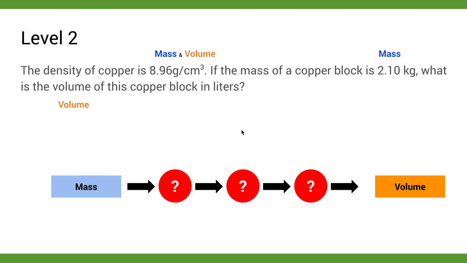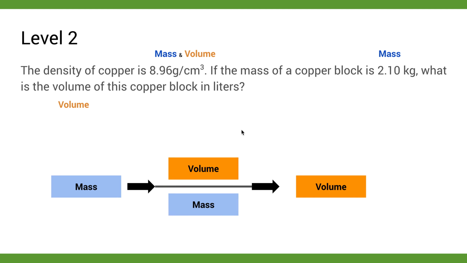But what about the intermediate steps? We want to go from mass to volume. So we would love to have a conversion factor that has both mass and volume together, and the density fits right in. You will place the mass component of the density in the denominator, and you have the volume in the numerator. With that, we can go ahead and see how we are going to set it up.